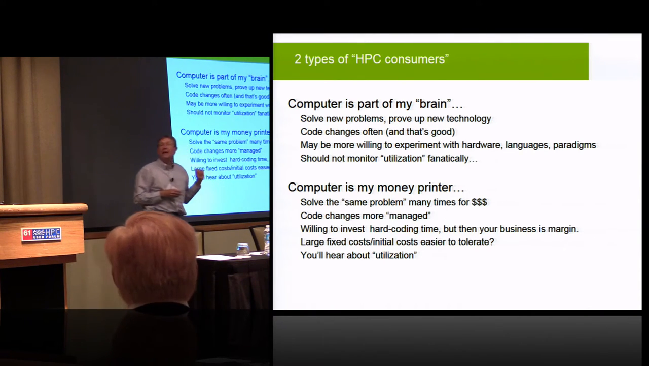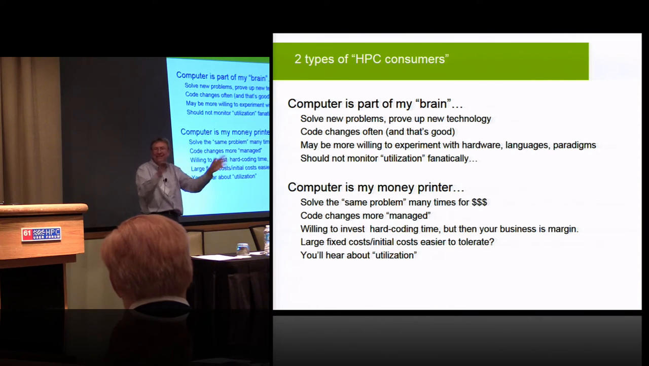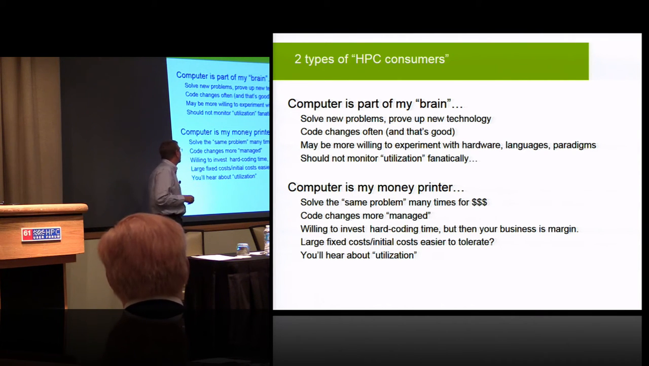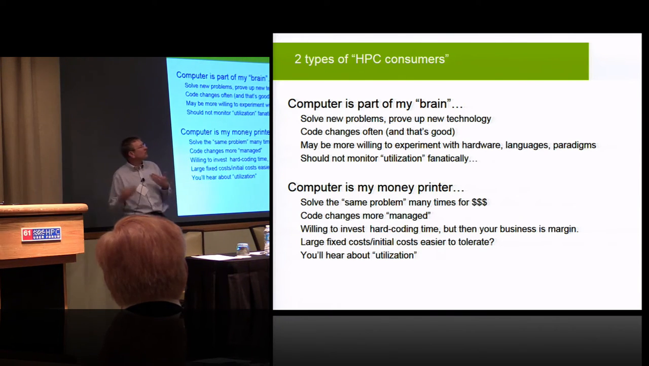If you're solving the same problem many, many times for dollars, well, utilization is more important. If someone will give me a device that prints $20 bills, real ones, good ones, you know, fungible ones that I can spend, I want to run the thing 24/7, right? I'm not going to turn it off. So messing around with it, changing the code, no, we have to manage this, right? You're going to hear a lot more about that stuff. You have admitted to yourself, though, that now you're in a margin business, right? So you have to know, am I in a margin business or am I not?